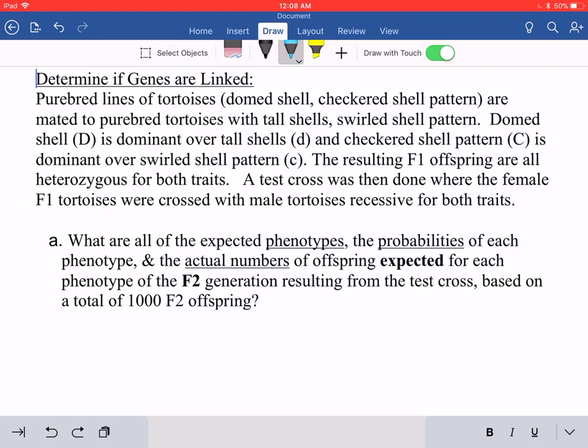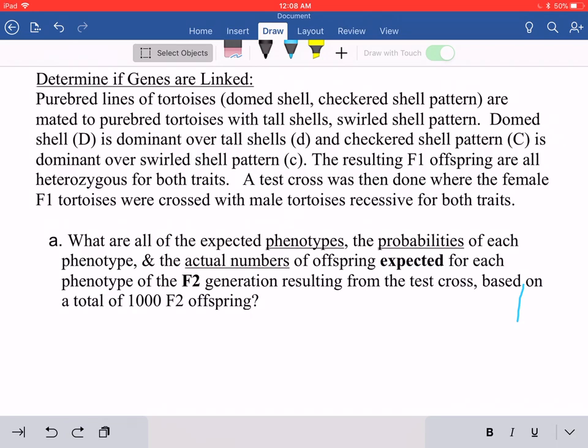The resulting F1 offspring, that's the first generation after this mating event of the purebred lines, are all heterozygote for both traits. A test cross was then done where the female F1 tortoises were crossed with the male tortoises recessive for both traits. So let's take a look at these questions. What are all of the expected phenotypes, the probabilities of each phenotype, and the actual numbers of offspring expected for each phenotype of the F2 generation resulting from the test cross, based on a total of 1,000 F2 offspring?